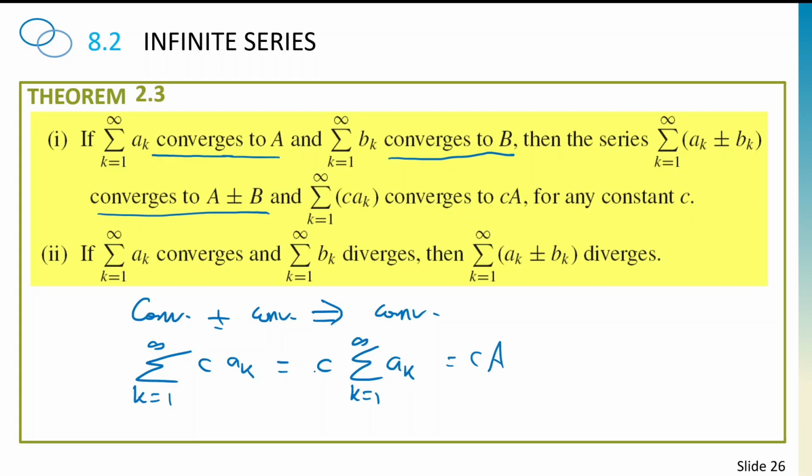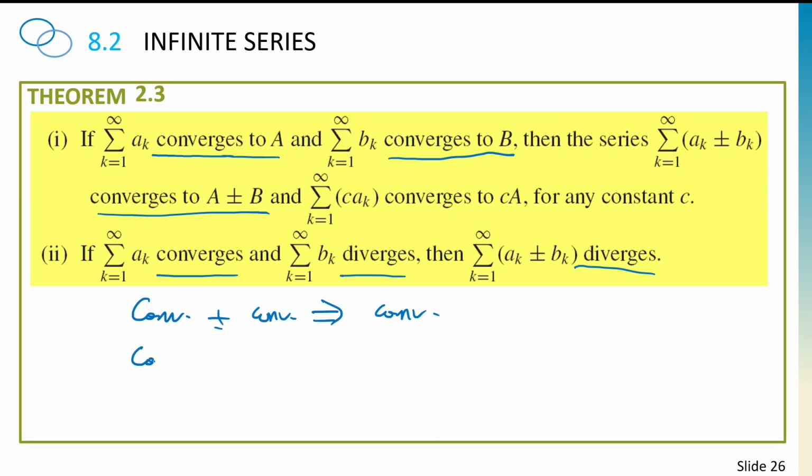Now the next part of the theorem, which is interesting: if I have one of them convergent and the other one divergent, the overall should be divergent. So if one of them is convergent and the other one is divergent, the overall is divergent. Okay, let's see how we can write this result.